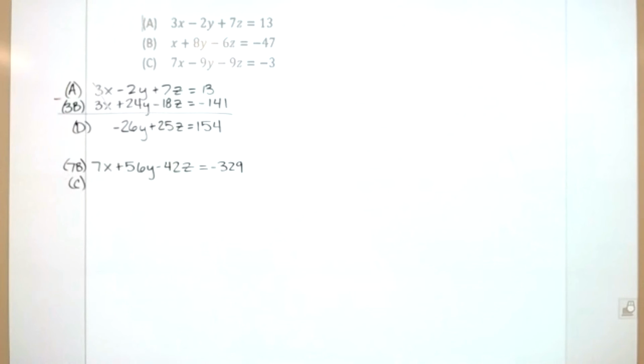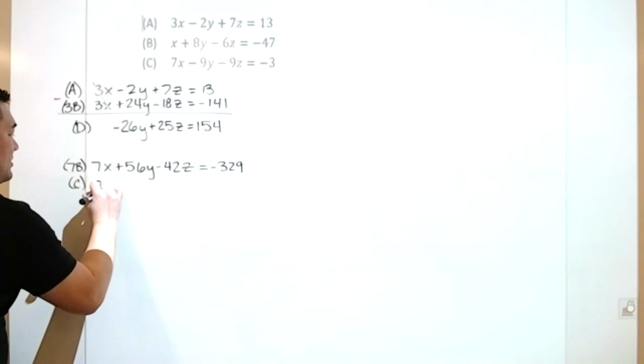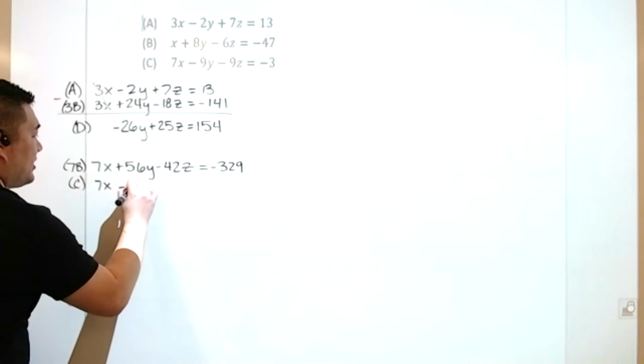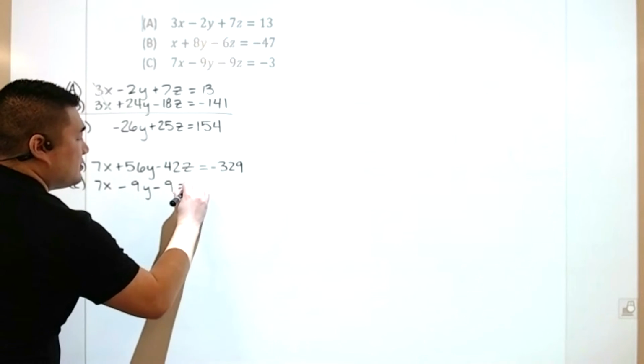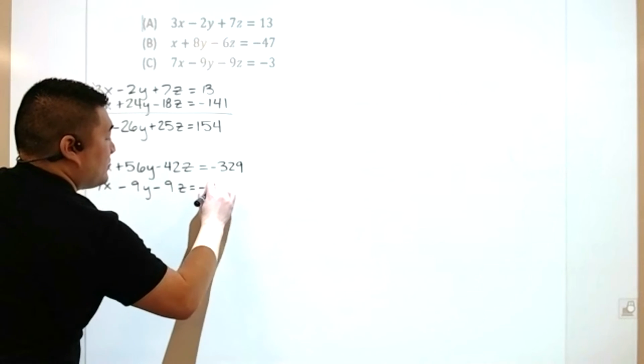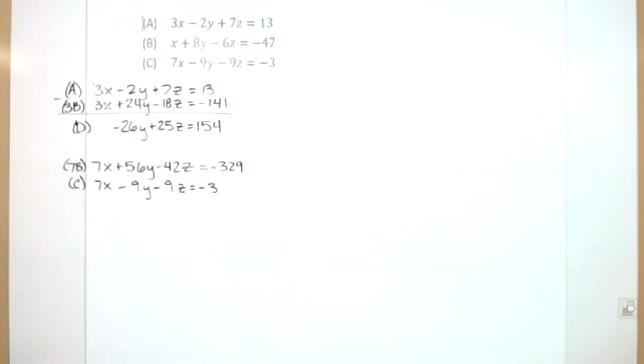All right. Now C is exactly as it is. So 7x, just copy and paste. 7x minus 9y minus 9z equals negative 3. Now I know we've got some bigger numbers here, but that's okay. I'm just going to keep going, see if when I get my first answer, if it makes sense or not.